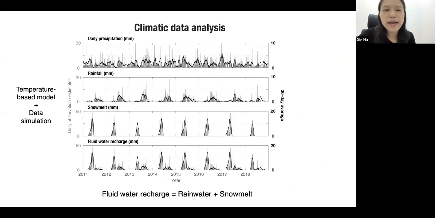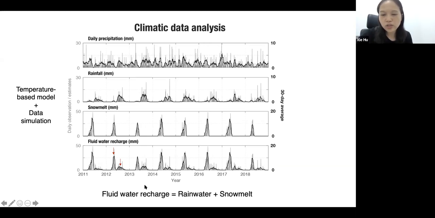In terms of the temporal behavior, we collected the daily precipitation and see no evident regulation. Then we applied the temperature-based model and data simulation to separate out the rainfall and the snowmelt, and we consider them together as the fluid water recharge into the landslide system. For each water year, we see two highs, two peaks, and that corresponds to the snowmelt in the spring and rainwater in the fall.